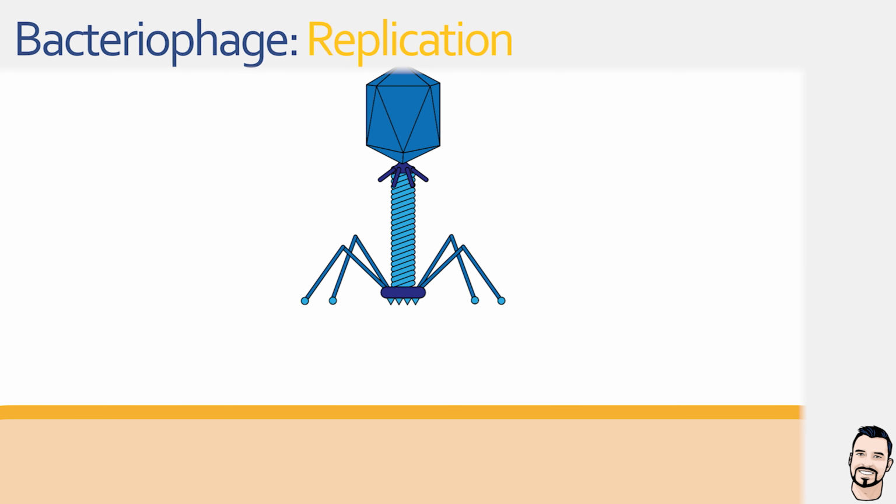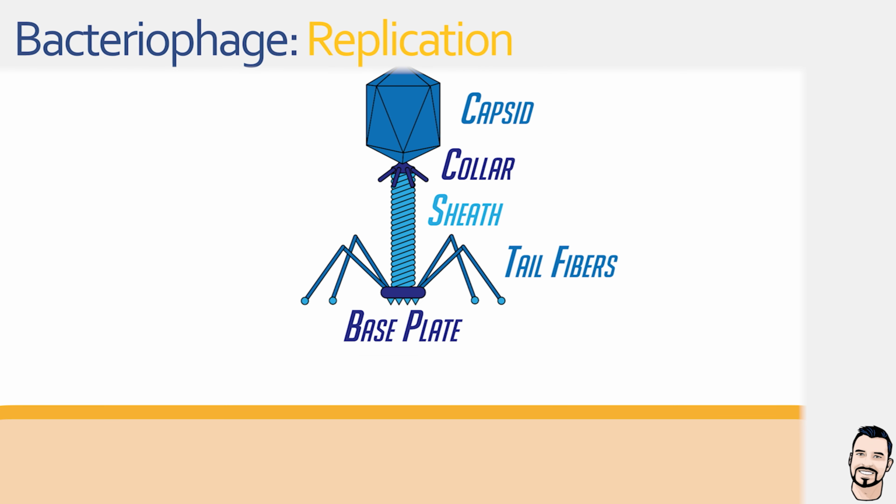If we zoom in, we can see the various components of the T4 bacteriophage, and to just quickly recap, the capsid contains the viral genome, the collar attaches the capsid to the sheath, which is used to inject the viral genome into the bacterial cell, once the tail fibres and base plate have irreversibly bound to the receptors on the cell surface.